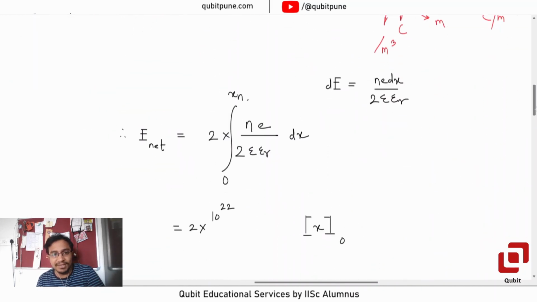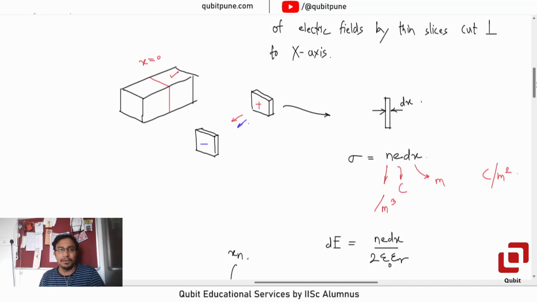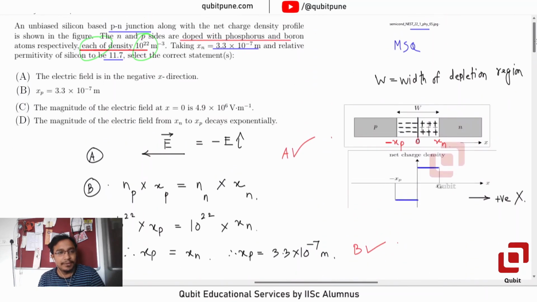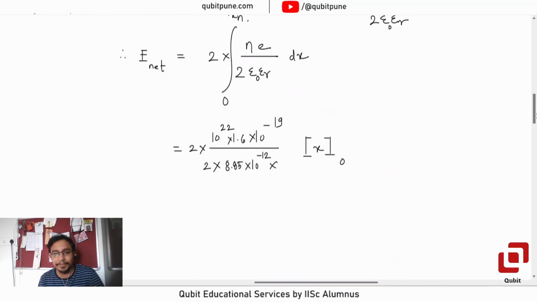What is e? e is 1.6 into 10 raised to negative 19, the charge on electron. Does anyone remember what is the value of epsilon naught? 8.85 into 10 to the power minus 12. Yes, very good. And what is the relative permittivity of silicon? Relative permittivity of silicon is 11.7, given.